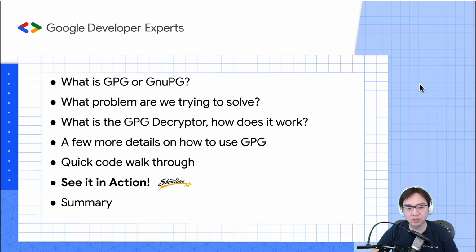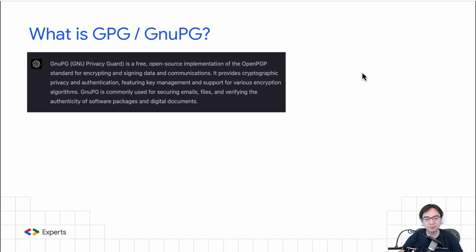I've got a live demo to show you exactly how this works, to have an encrypted file, have it decrypted via the service. So what is GPG? I've got a rather neat explanation from ChatGPT. It's GNU Privacy Guard, and it's an open source implementation of the OpenPGP standard for encrypting and signing data and communications. So it's very good for encrypting files for all use cases.